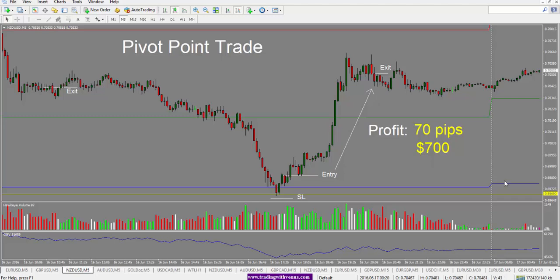Trades like this are really easy to take. They're easy to identify. So I would suggest you go practice. If you want to take this trade, go practice. Look at these pivot point levels and see if you see a rejection pattern. And when you do, try a demo trade and see how it goes.